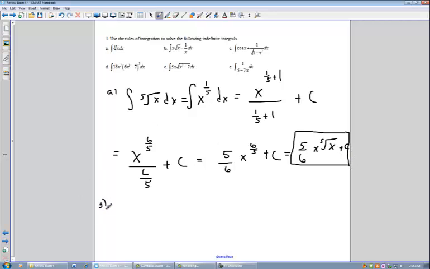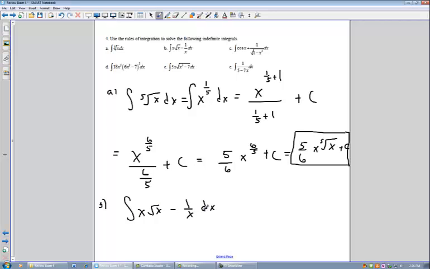And so that's my answer right there. Remember, you can check your work by actually taking the derivative. So I take the derivative of this part. The 6/5 comes down, cancels with the 5/6, take off 1, so x to the 1/5 plus 0. So it checks. The next one is the integral of x square root of x minus 1 over x dx.